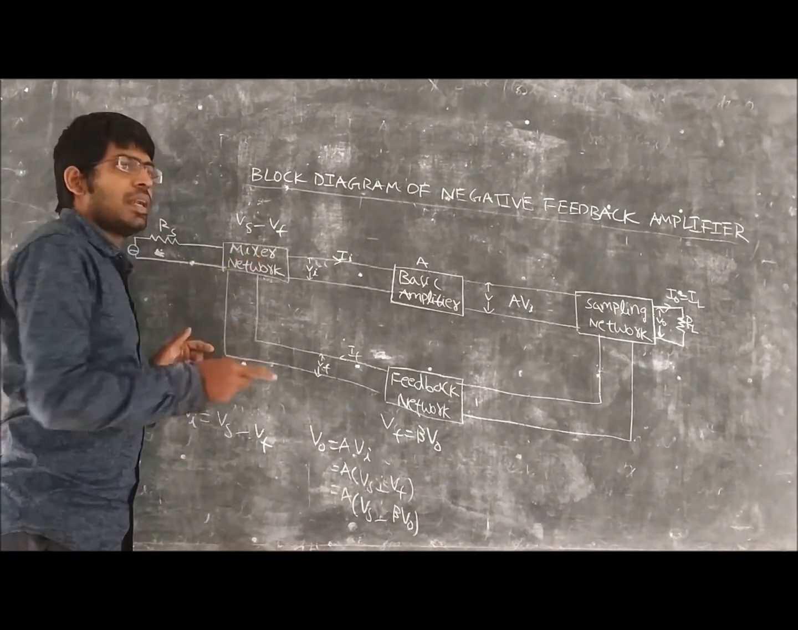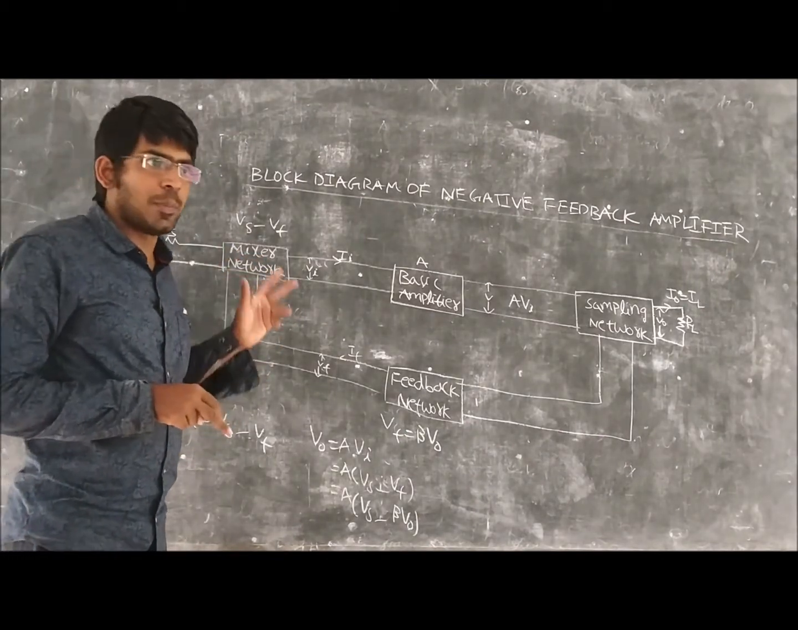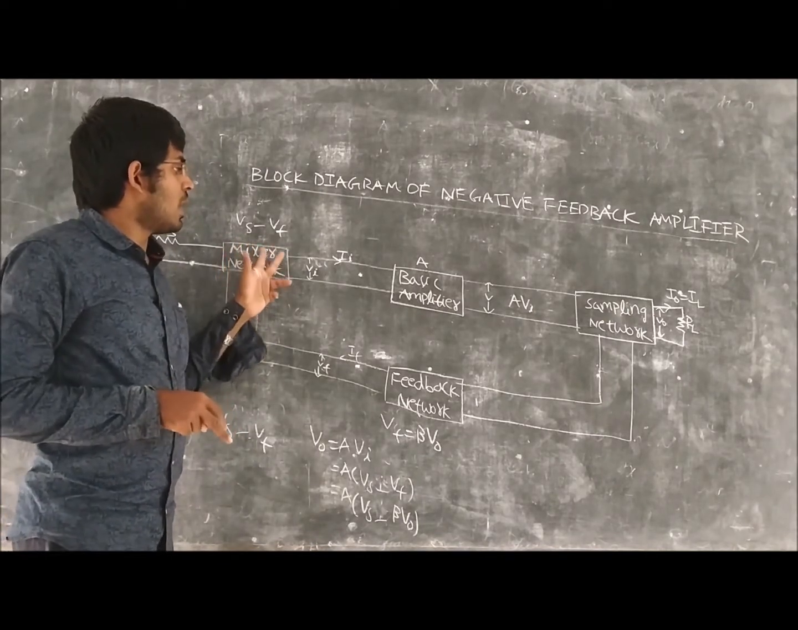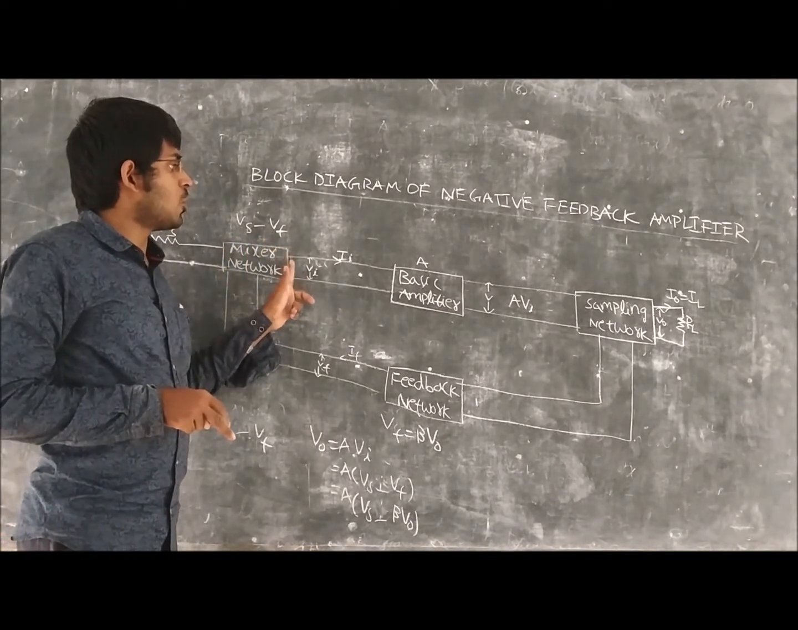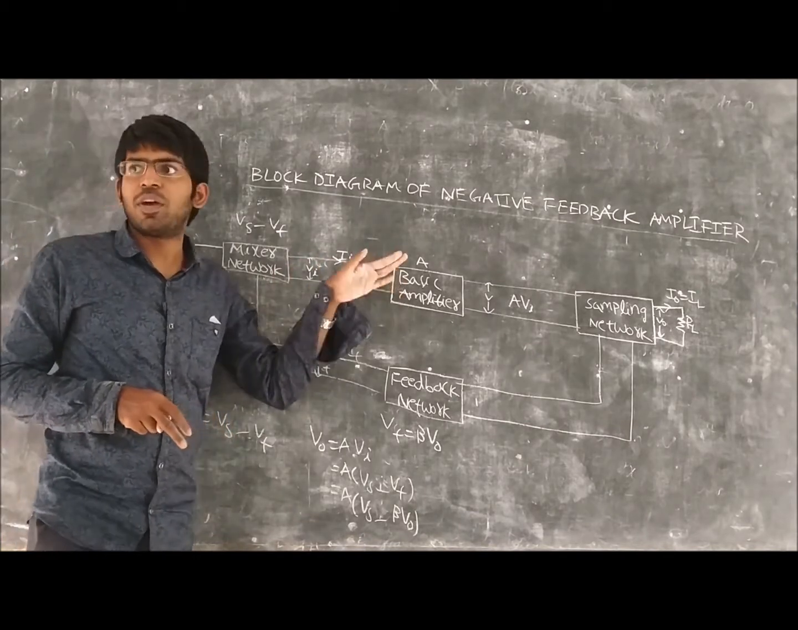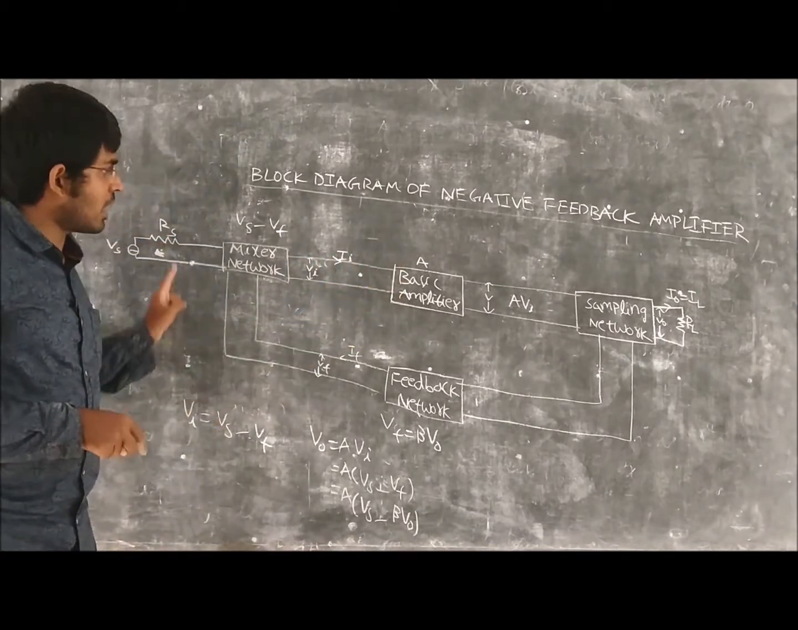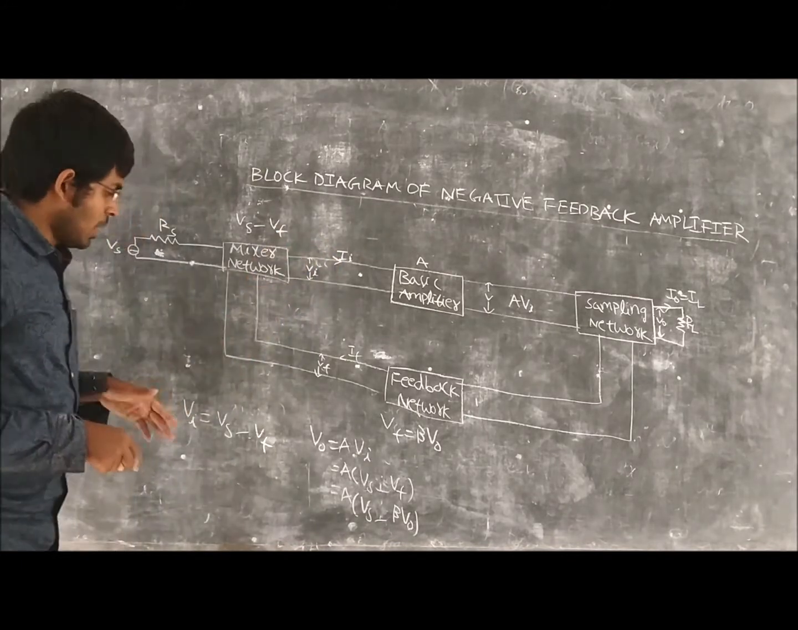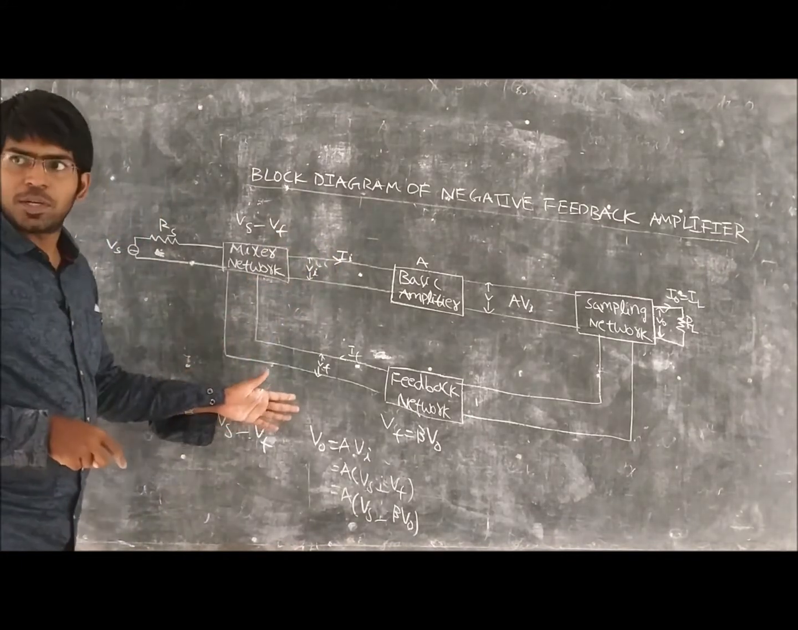This mixing can be done in two ways, either series or shunt. Now the Vs minus Vf output is given to the basic amplifier as input. So this block diagram is called the negative feedback amplifier block diagram. Now we are calculating the mathematical equations.